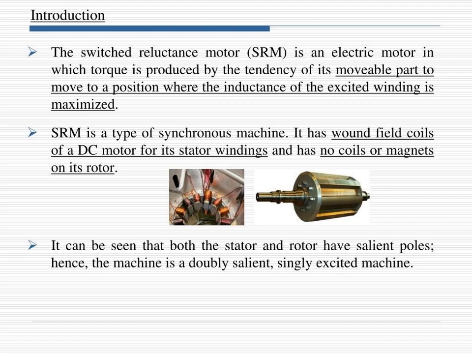So an SRM is a type of synchronous machine. It has wound field coils of a DC motor for its stator windings and has no coils or magnets on its rotor. We can see that both the stator and rotor have salient poles, hence the machine is a doubly salient, singly excited machine.